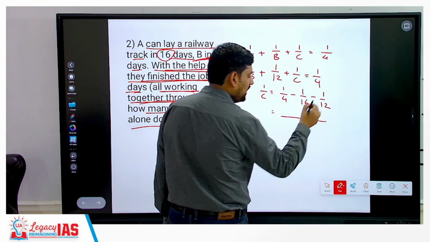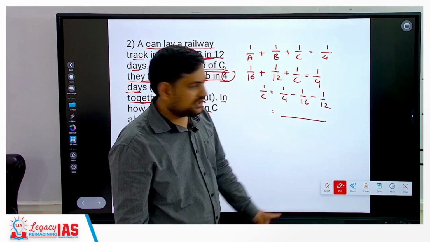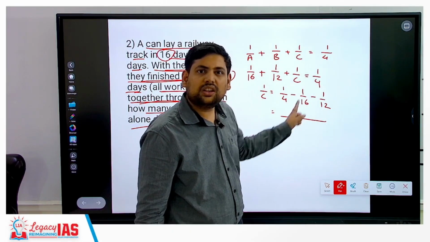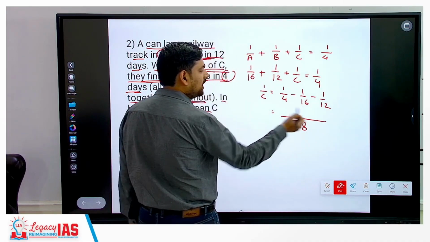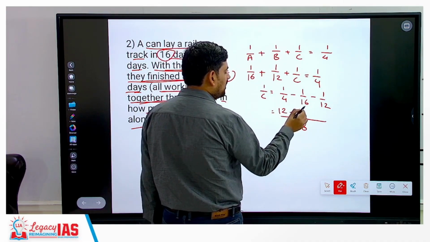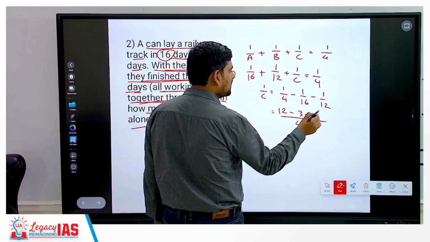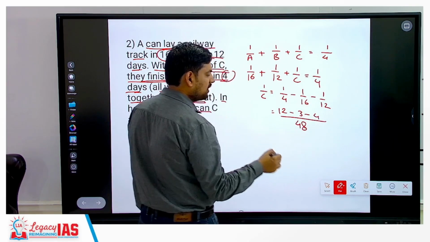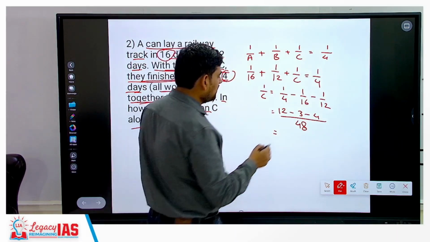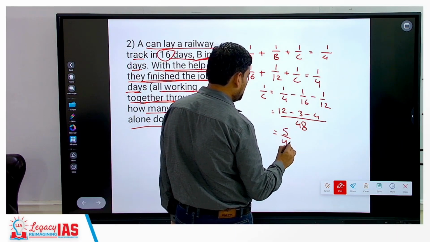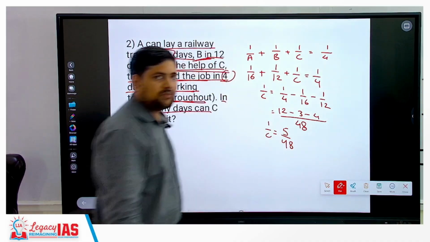Now, what will be the LCM? 16 is not the LCM. 32? No. 48. 48 can be the LCM. So 48, how many times does this go with 4? 12 times. 16, how many times will this go? 3 times. 12, how many times will this go? 4 times. So what you got? 12 minus 3 minus 4, or 12 minus 7, that is 5 by 48. This came out to be the value of 1 by C.